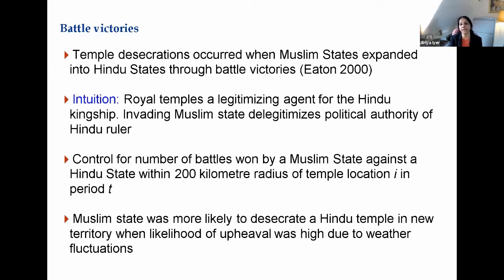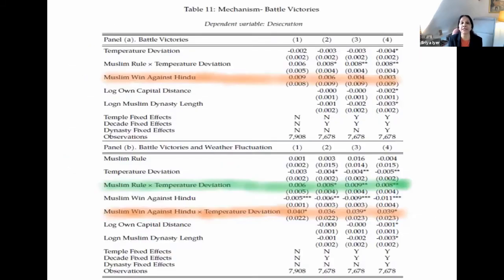So we control for the number of battles won by a Muslim state against a Hindu state within a 200-kilometer radius of temple location I in period T. And what we find is that the Muslim state was actually much more likely to desecrate a new Hindu temple in a new territory when the likelihood of upheaval was actually very high due to the weather fluctuations. And you can actually see this more clearly in this table.